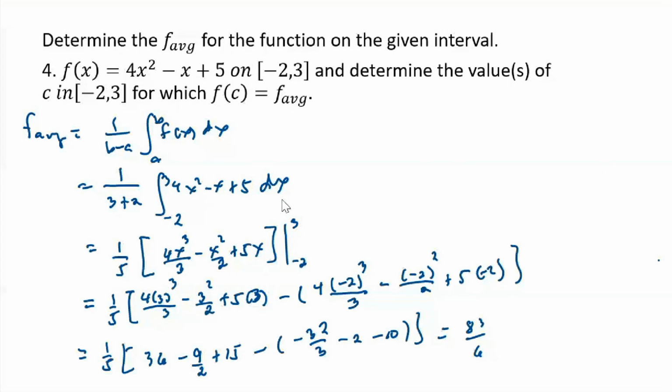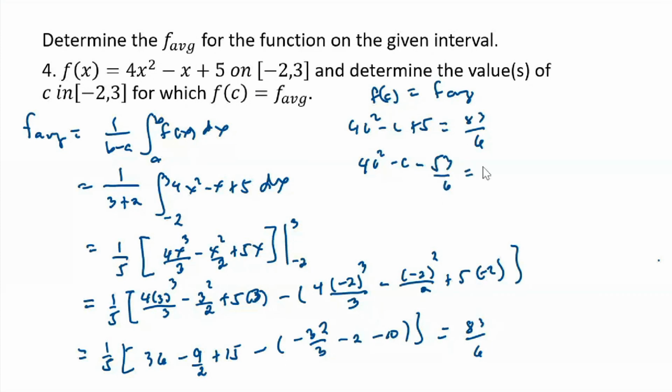The f of c is just a matter of replacing x. From the given f of x, we replace x by c. Therefore, f of c is equal to the average function value. So I can write 4c squared minus c plus 5 is equal to 83 over 6. Then equating to 0, we have 4c squared minus c, and what's the value of 5 minus 83 over 6? It has a difference of negative 53 over 6, equal to 0.